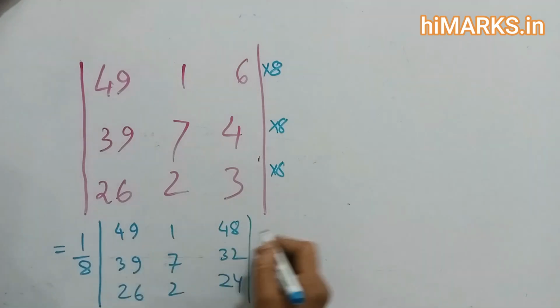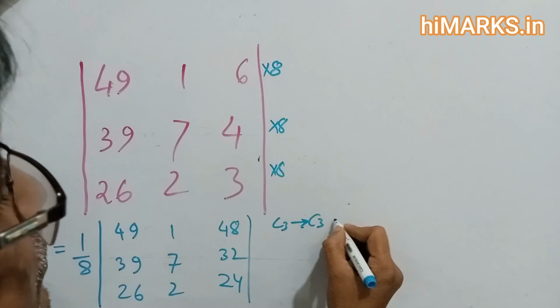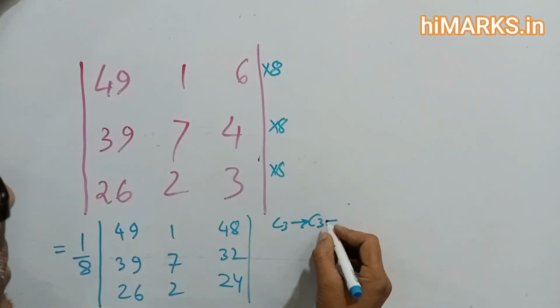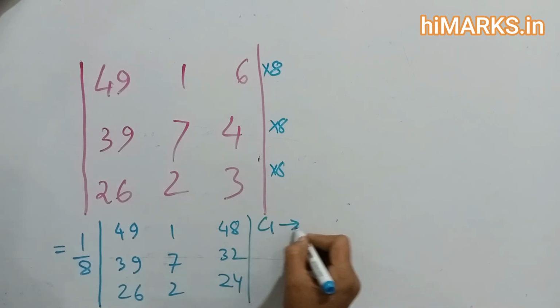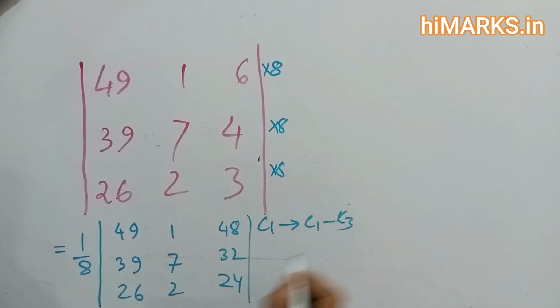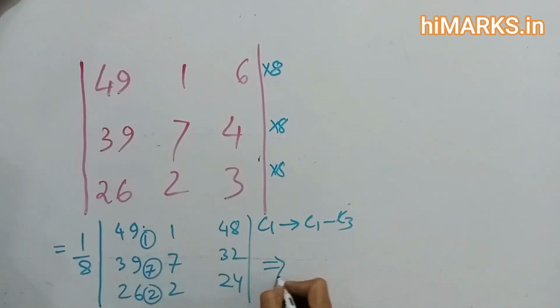So the next operation is on the columns: new column C1 will be C1 minus C3. So here you will get 49 minus 48, which is 1. 39 minus 32, you will get 7. 26 minus 24, you will get 2 here. So these two columns become the same. Two columns being the same means your determinant value will be 0.